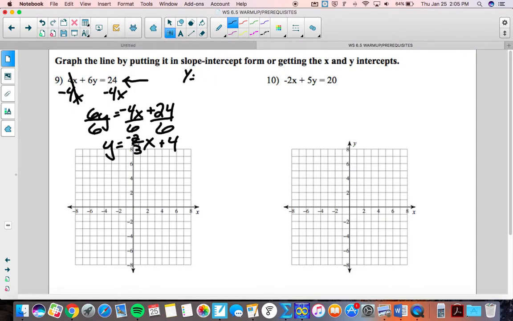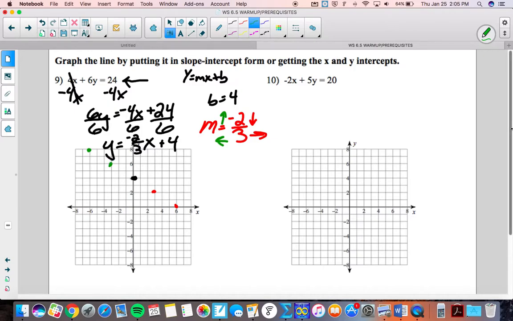So recall what slope-intercept form looked like. 4 is my y-intercept. And my slope is -2/3. So I'm going to go down 2 and right 3. Down 2, right 3, down 2, right 3. Now I can reverse it and go up 2 and left 3. Notice this is making a negatively sloped line, so that's good. It matches the fact that the slope is negative. Boom, your line.